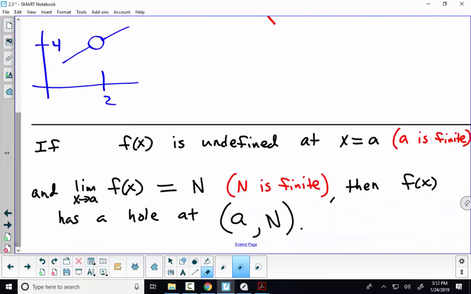All right. So again, if we approach a number that's not in the domain of a function, but that still gives us a finite number as a result of the limit, then you're always talking about a hole. Do you have any questions?